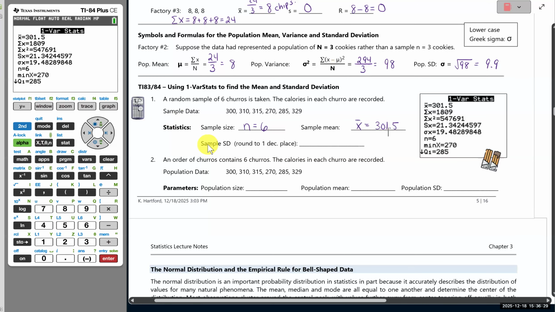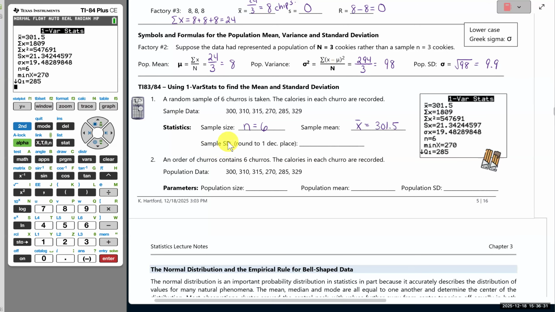And then it's a sample, so the sample standard deviation symbol is s. And you will see s on your calculator. It has an x next to it. We generally don't write x, it's the variable. So you can just say s, and then we're going to round to 1 decimal place. That'll be 21.3.